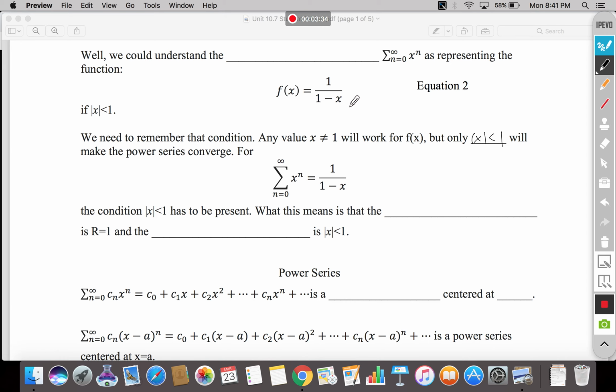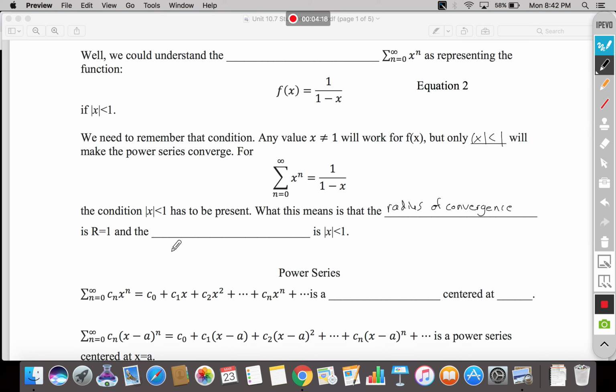But if we're talking about this function and this series being the same, well, only when the absolute value of x is less than 1 will this power series converge and be equal to that function. So we have a limited space here that makes this power series equal this function. That condition has to be present for this equation to be true. What that means, going back to something we've already talked about, is that the radius of convergence of this function is r equals 1.